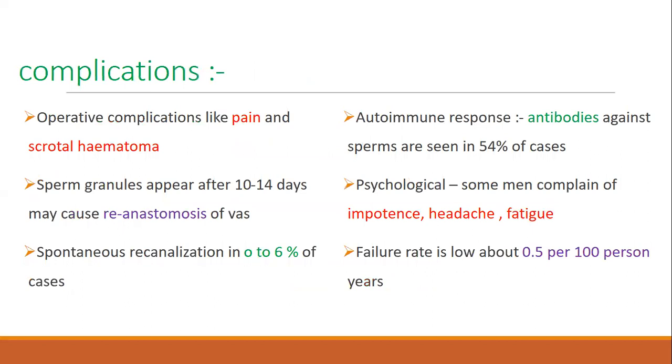Complications of vasectomy include operative complications like pain and scrotal hematoma. Sperm granulomas appear after 10 to 14 days, which may cause reanastomosis of the vas, with spontaneous recanalization in 0 to 6% of cases. An autoimmune response is seen in some cases, where antibodies against sperms are seen in 54% of cases. Psychological complications: some men complain of impotence, headache, and fatigue. Failure rate is low, about 0.15 per 100 woman-years.